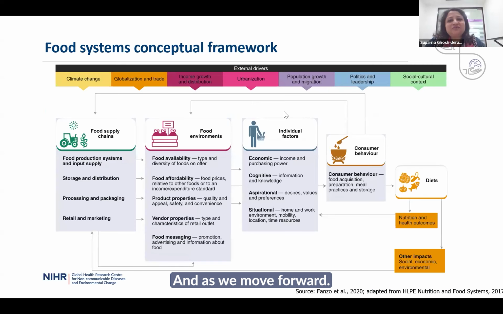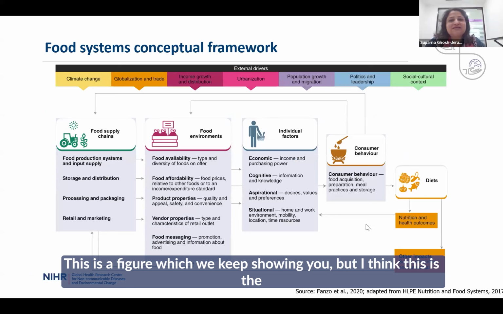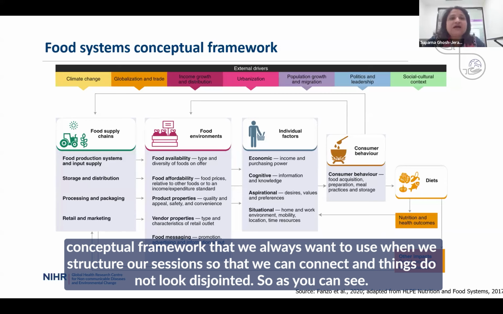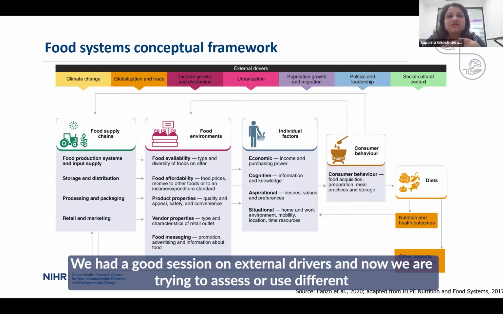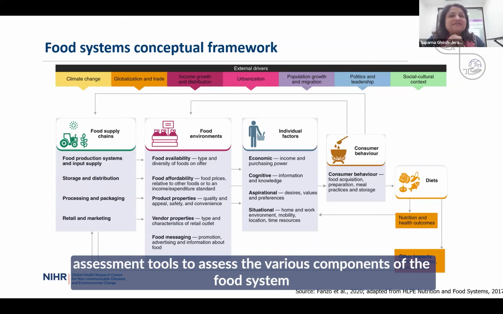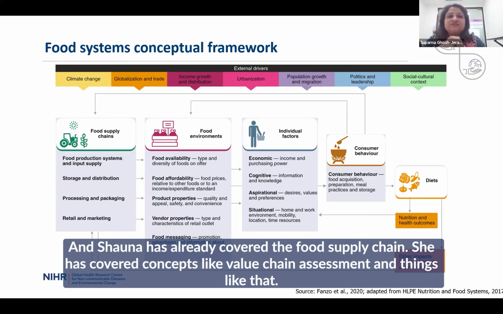this is a figure which we keep showing you, but I think this is the conceptual framework that we always want to use when we structure our sessions so that we can connect and things do not look disjointed. So, as you can see, we had a good session on external drivers, and now we are trying to assess or use different assessment tools to assess the various components of the food system. And Shauna has already covered the food supply chain. She has covered concepts like value chain assessment and things like that.